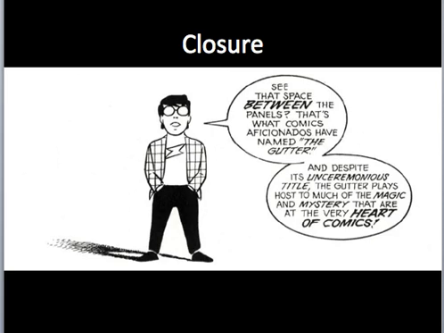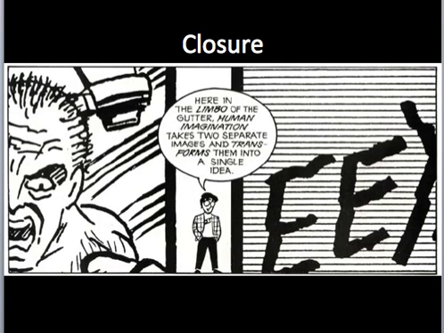So see that space between the panels? That's what comic aficionados have named the gutter. And despite its unceremonious title, the gutter plays host to much of the magic and mystery that are at the very heart of comics. Here, in the limbo of the gutter, human imagination takes two separate images and transforms them into a single idea.